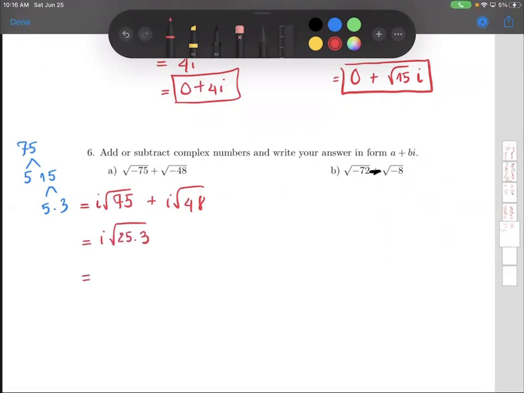The square root of 25 is 5, right? So 5i root 3.